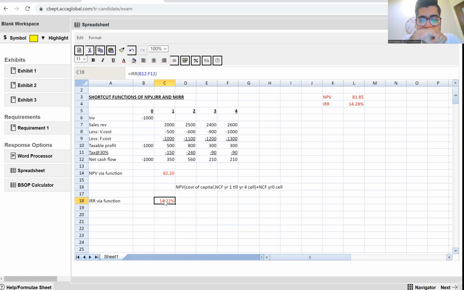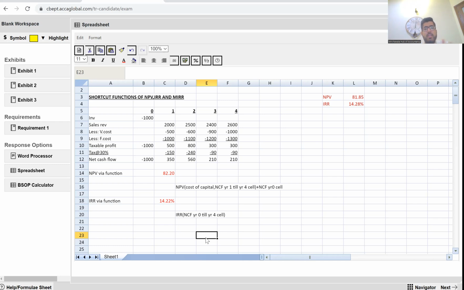That's it. Can you imagine how much time you saved? You just applied the IRR function, IRR, bracket open, NCF year 0 till year 4 cell, that's it. So to find NPV, your traditional pattern should now be removed: investment, revenues, all variable costs, taxable profit, tax, scrap value, working capital, capital allowances, net cash flows, discount factors, present values, NPV, then increasing the rate to get negative NPV, then IRR. No need to do that. Just stop at net cash flows.